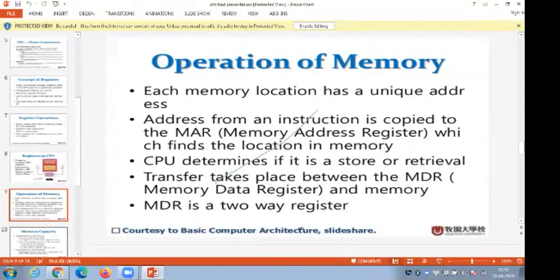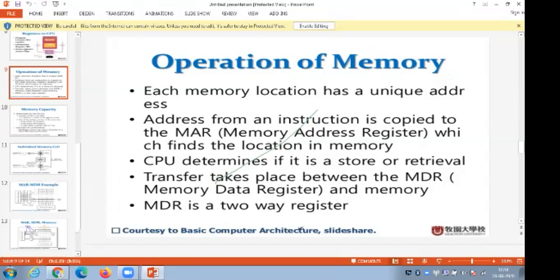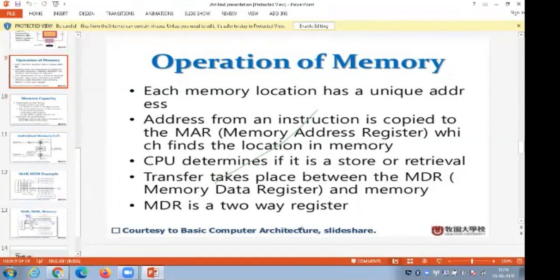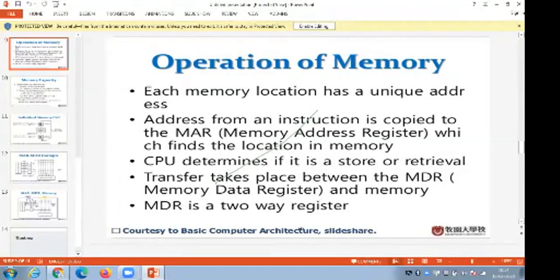To know about the memory, we need to know about certain things in the memory. So let me explain what the memory is. Memory is a part of the computer wherein programs and data are stored. So mostly we use the memory for storage. Each memory location has a unique address. I will let you know what is meant by an address, what is meant by a bit, what is meant by a cell, everything.